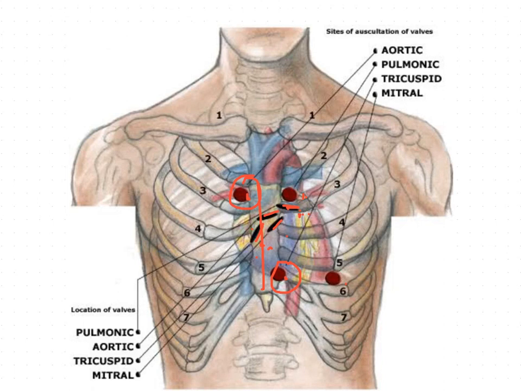One auscultatory area is at the second left intercostal space, that is the pulmonary, and the next one is the cardiac apex, which is the mitral valve, and the aortic valve is at the right second intercostal space, and the tricuspid valve is at the lower end of the sternum. These are the auscultatory areas of the valves of the heart.